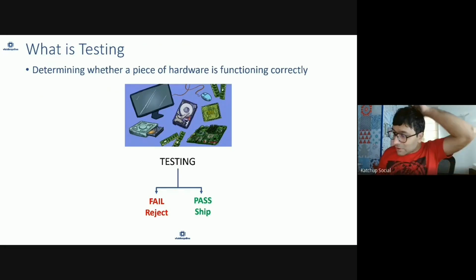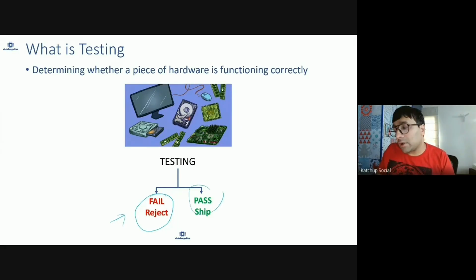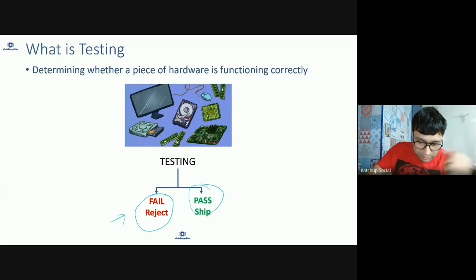The next thing we do to ensure the chip does not fail, and to identify whether the chip is failing or not at the hardware level, is known as testing. In testing, you check whether a particular piece of hardware is working correctly or not. If it's not working correctly, you reject that chip. If it's working correctly, you pass it and ship it to the customer.